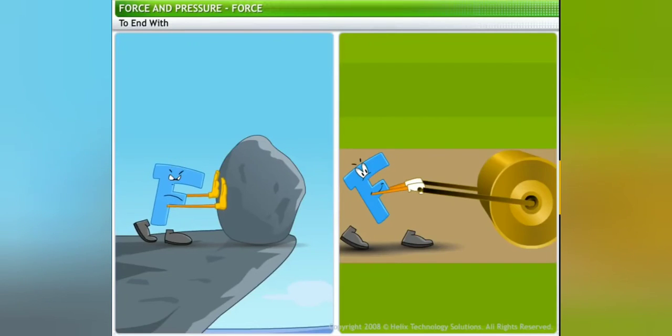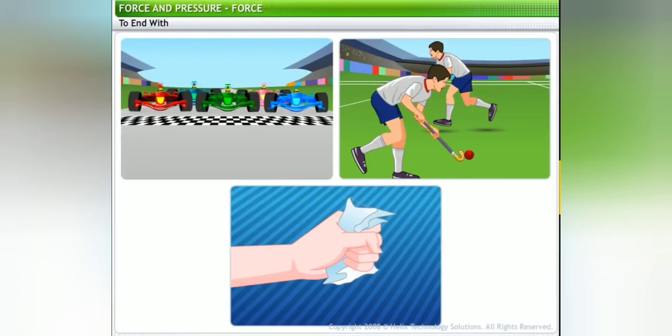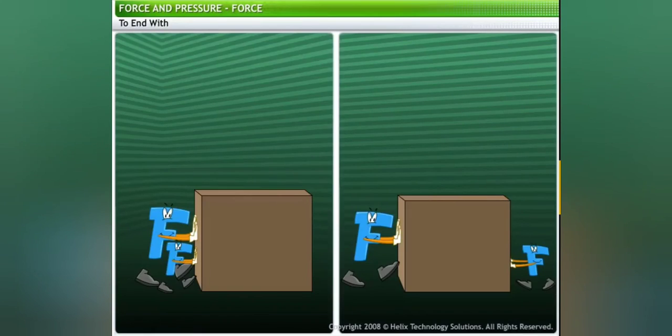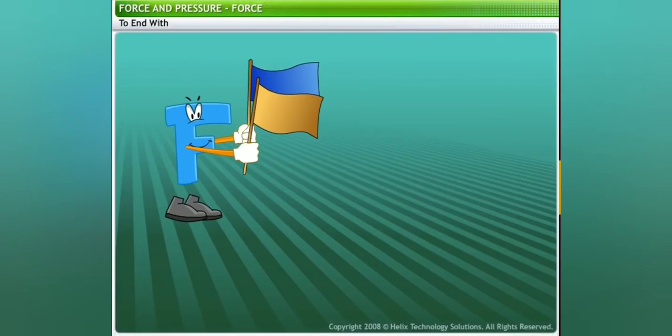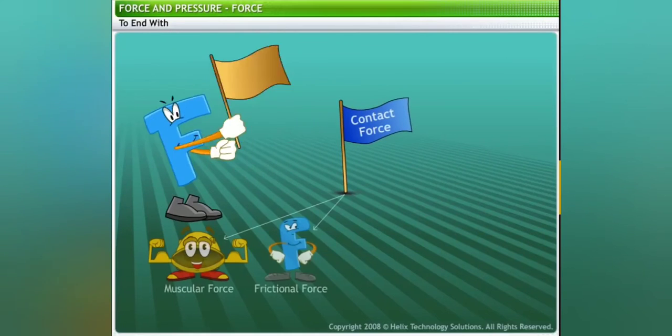This brings you to the end of this lesson on force. Now, you should be able to define force, identify the effect of force on an object, identify the direction of net force in a given situation, and identify the type of force applied in a given situation.